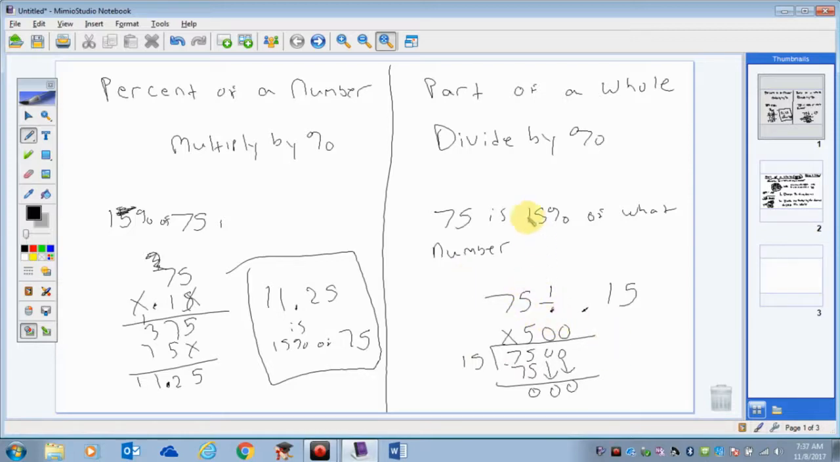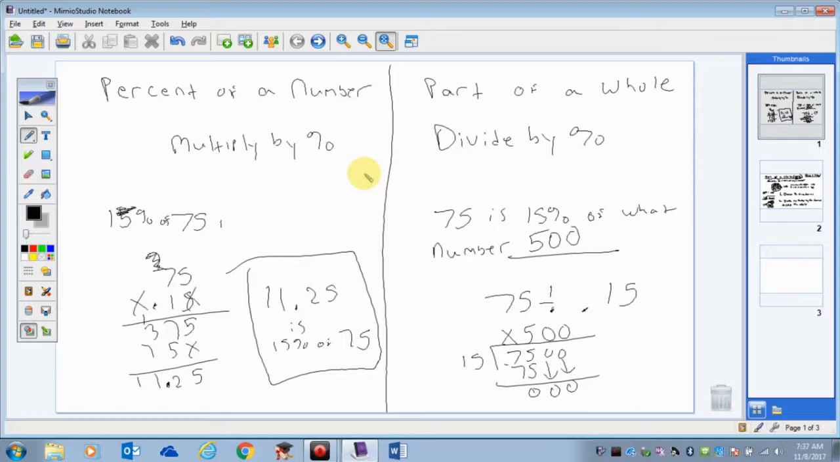So 75 is 15% of what number? 500. So 75 is 15% of 500. So that's the difference in these two types of problems, and you're going to get huge differences in the answer. So you have to know what they're asking.